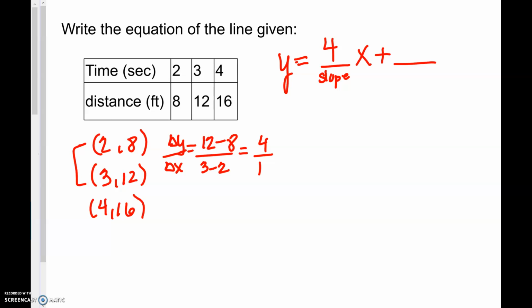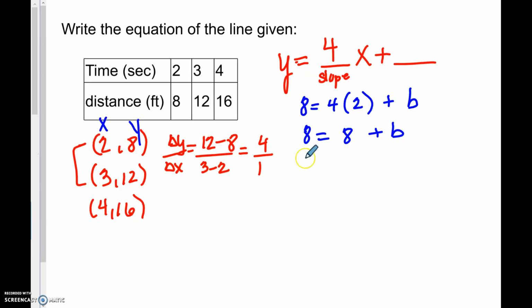One way is we can pick this ordered pair and we can substitute just like we did in those last 2 problems. And in place of y, I'm putting an 8. In place of x, I'm putting a 2. And I'm going to solve for b. So don't forget to write your plus b. So the second step is to multiply. So 4 times 2 is 8. Now how do I move that 8 to the other side?